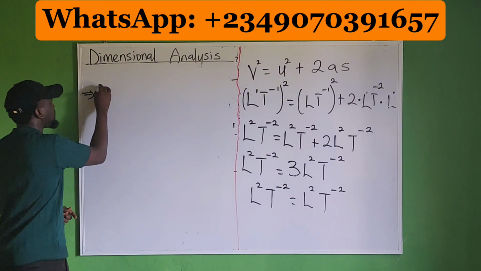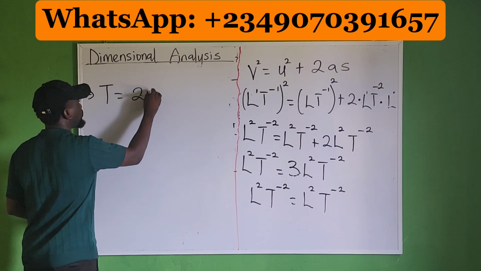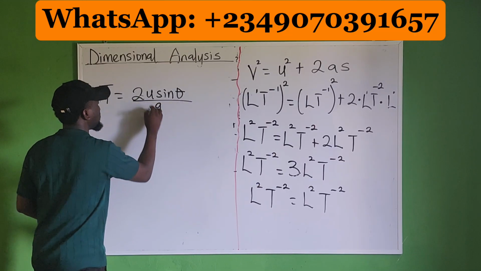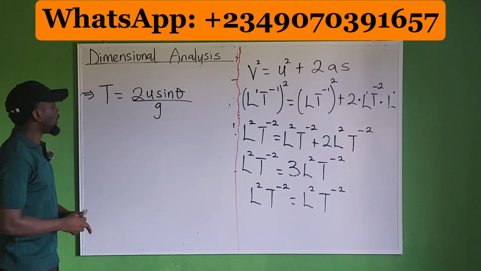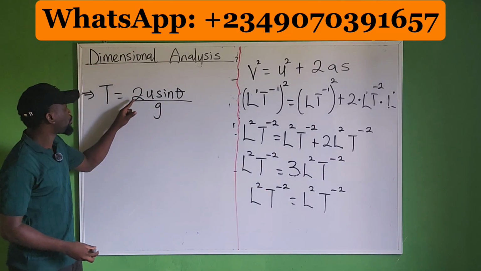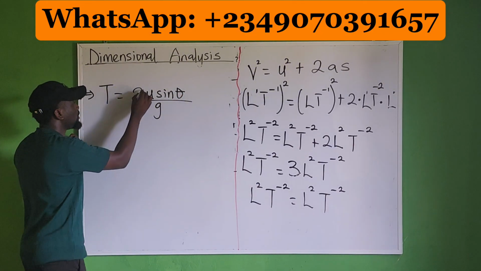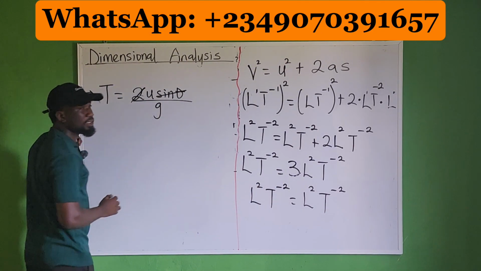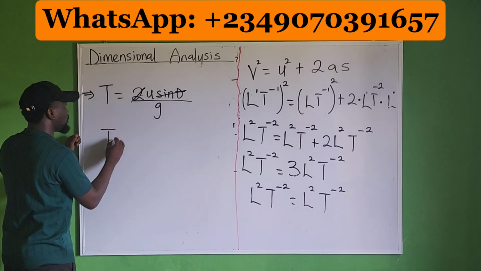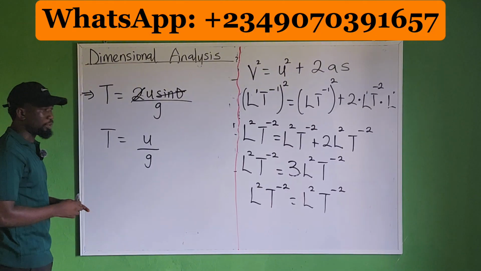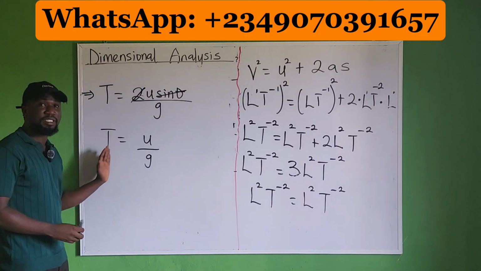So another example here now from projectile. Time of flight. We have T to be 2U sine theta over g. Right? So now, without wasting much of our time, 2 is constant. Sine theta is also constant. So cancel this and cancel sine theta. So we have T now to be equal to U over g.